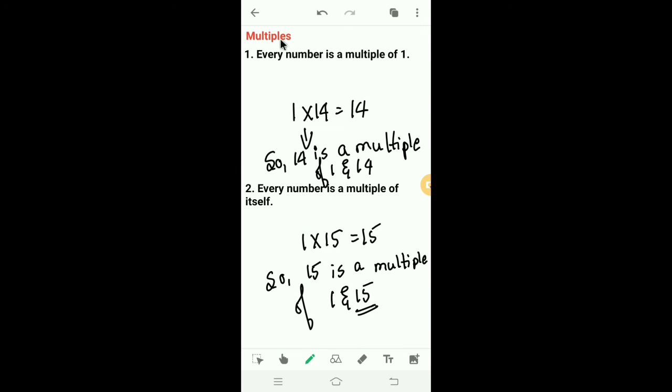Let's recall properties of multiples. Every number is a multiple of 1. 1 into 14 is equal to 14. So 14 is a multiple of 1 and 14. Then the second property of multiple: every number is a multiple of itself. 1 into 15 is equal to 15. So 15 is a multiple of 1 and 15. So 15 is a multiple of 1 and itself.